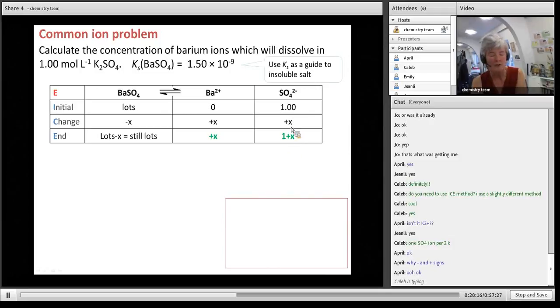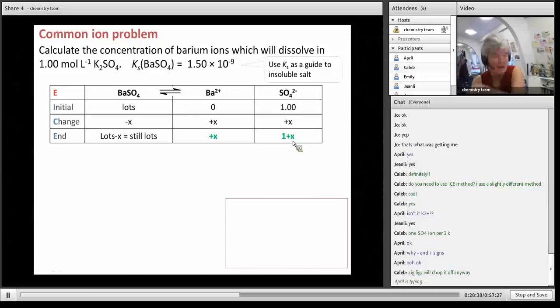But now if you think about it, because this constant is so small, I'm not going to have very many dissolving at all. So what is 1 plus 0.000001? What is it going to be? Yep, and you're quite right, Caleb. Significant figures will chop it off anyway. So that 1 plus 0.blah blah blah is going to be 1, isn't it? You can't say it'll be 1.00000. It's going to be the same as 1.